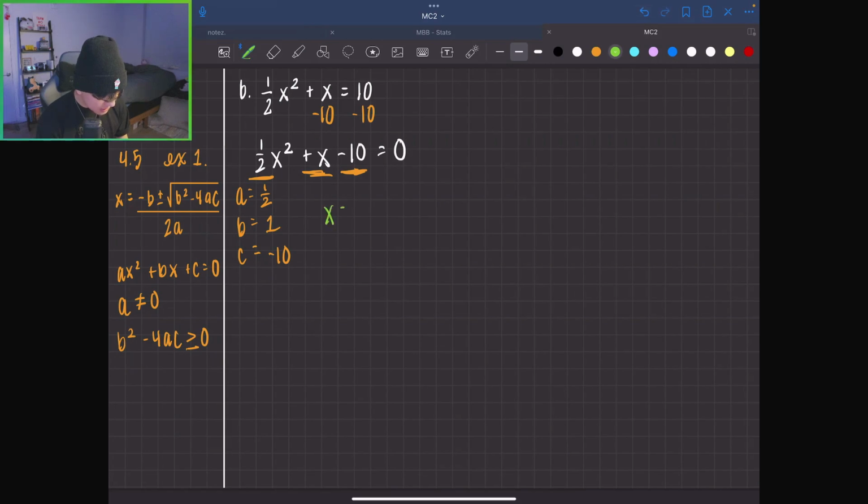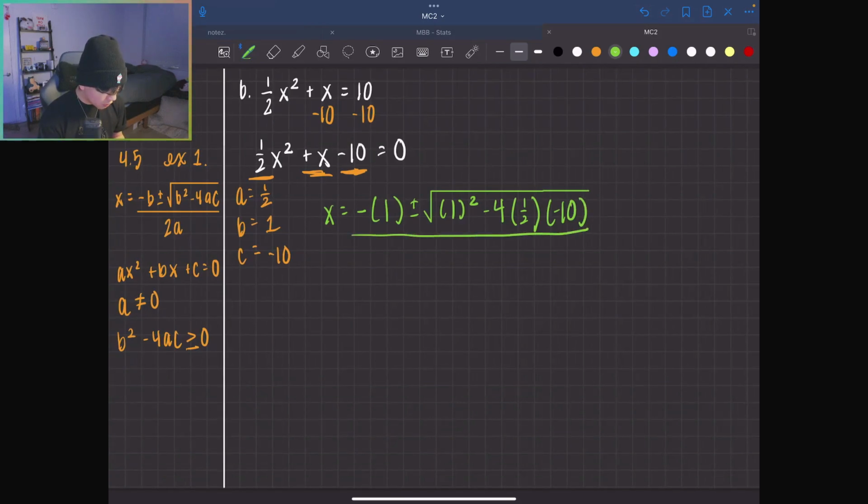So x is going to equal -b, which is just negative +1, plus or minus the square root of b squared. So b squared is going to be 1 squared. 1 squared minus 4ac. So 4 times a, which is 4 times 1/2, times c, which is -10. Let me just extend this. Cool. And then all over 2a. So all over 2 times 1/2.